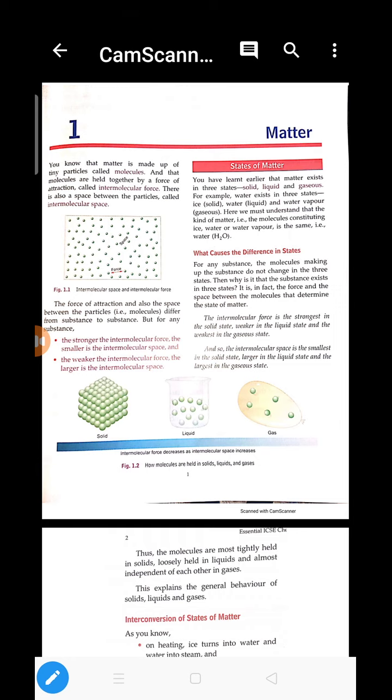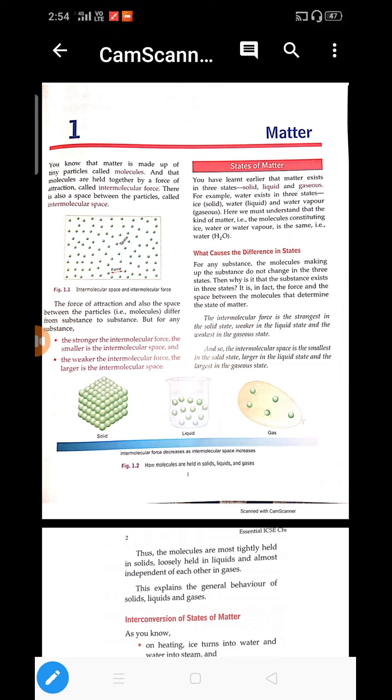Next, the force of attraction and also the space between the particles, that is molecules, differ from substance to substance. But for any substance, when the intermolecular force is stronger, the intermolecular space will automatically be smaller, and when the intermolecular force is weaker, the intermolecular space will automatically be larger.